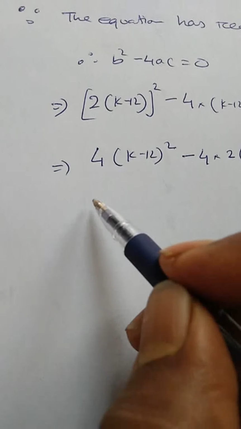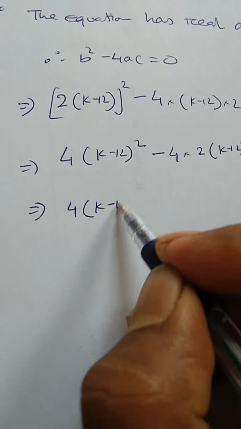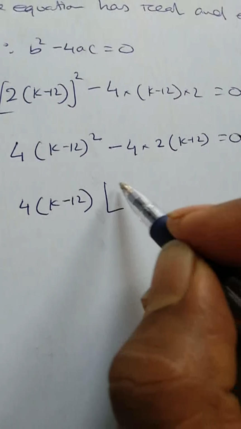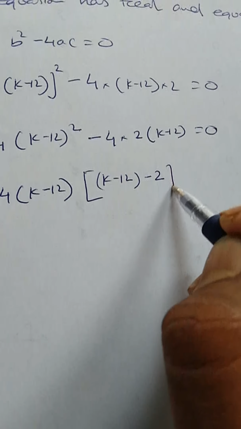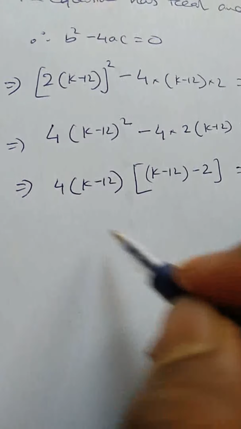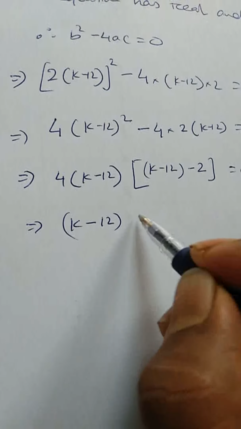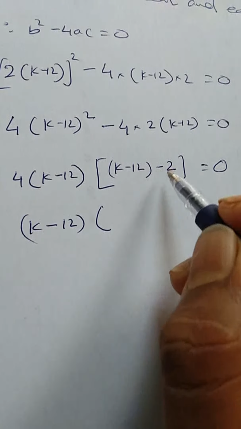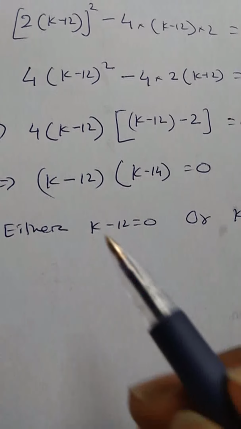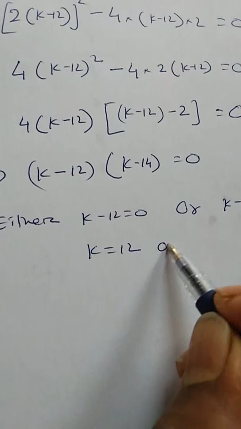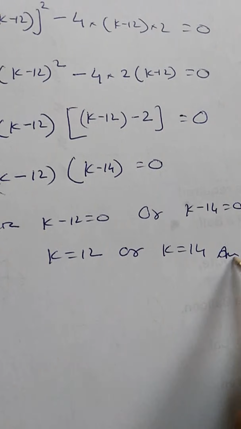Here this 4 we can take outside, as well as (k minus 12) also. So 4 into (k minus 12), taking common, here k minus 12 is left and here minus 2 is left, equals 0. Then 4 we can shift to the right side, 0 by 4 will become 0. Then left with (k minus 12) and inside (k minus 12 minus 2), that is k minus 14, equals 0. From the first factor we will get k equals 12, or from the second factor we will get k equals 14, and these will be the required answers.